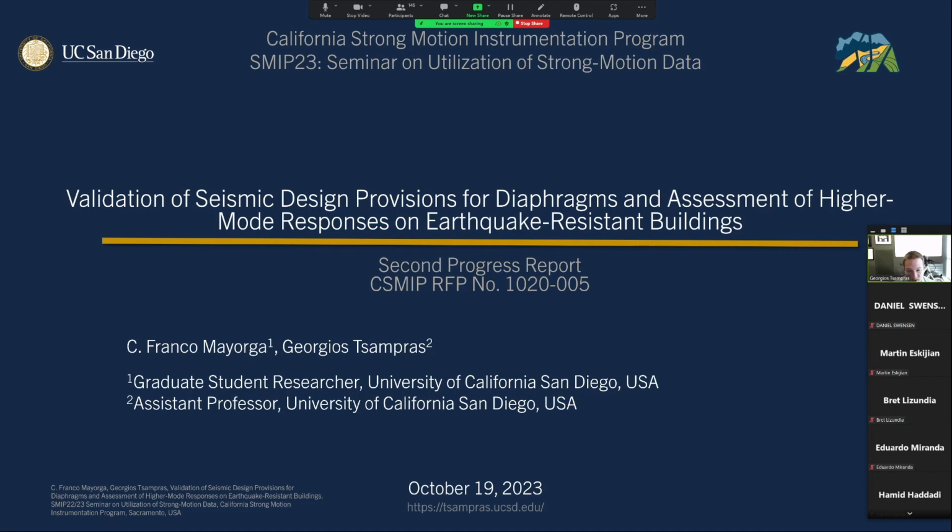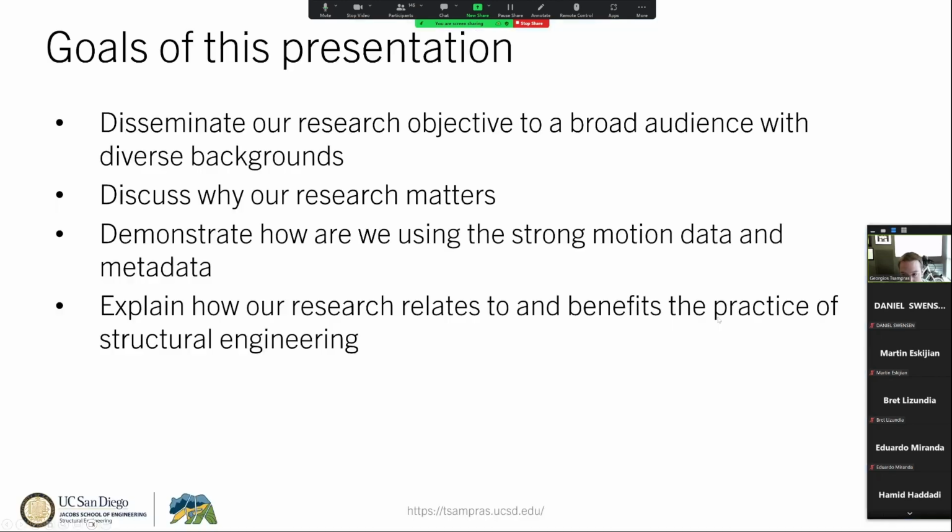So it's a great pleasure to be here with you, and thank you very much for the opportunity to discuss with you the ongoing project that we are working on with the support of the data utilization program on the validation of the seismic design provisions for diaphragms and the assessment of higher mode responses.